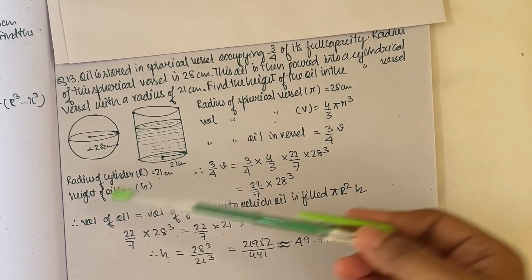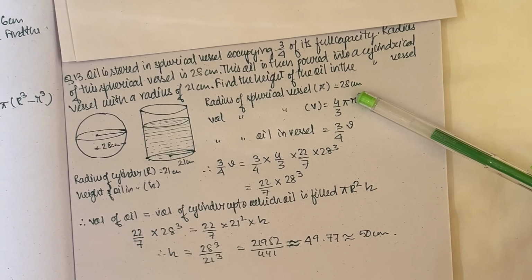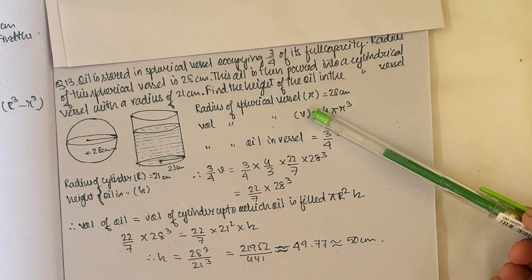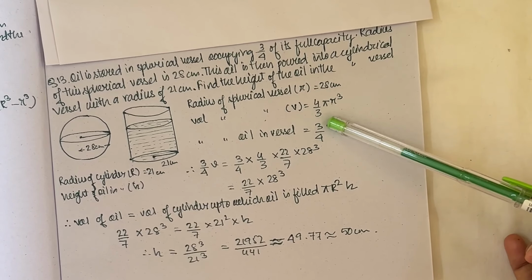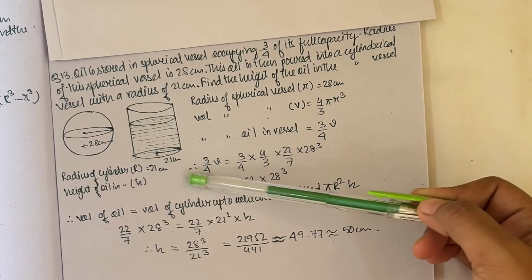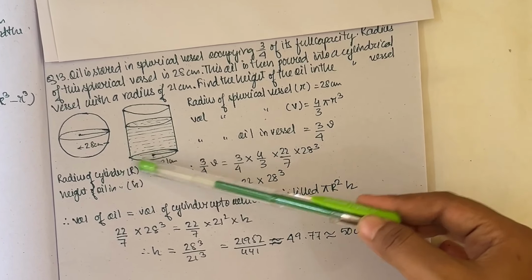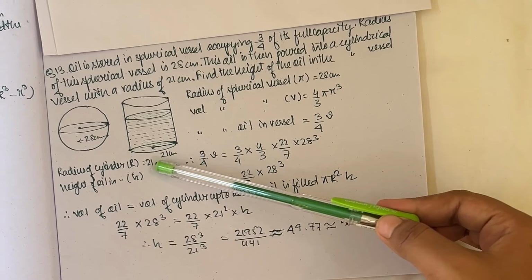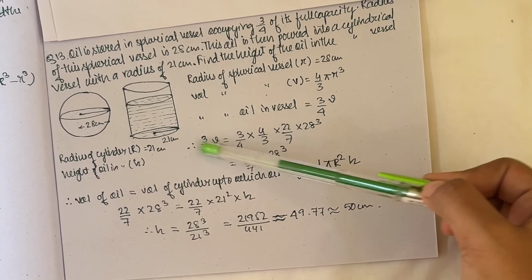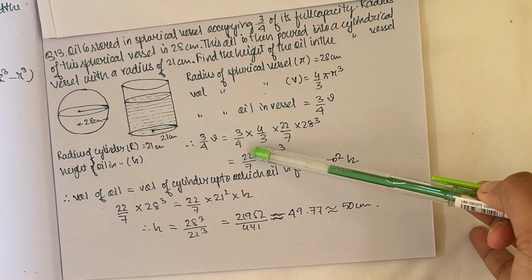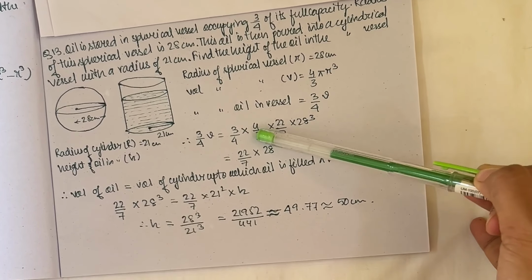Now radius of the spherical vessel is 28. Volume of the spherical vessel V is 4 by 3 pi r cube. Volume of the oil inside it is 3 by 4 V. Now again the radius of the cylinder is capital R and height of the oil is H. So 3 by 4 V, substituting the values of V, we are getting 22 by 7 into 28 cube.